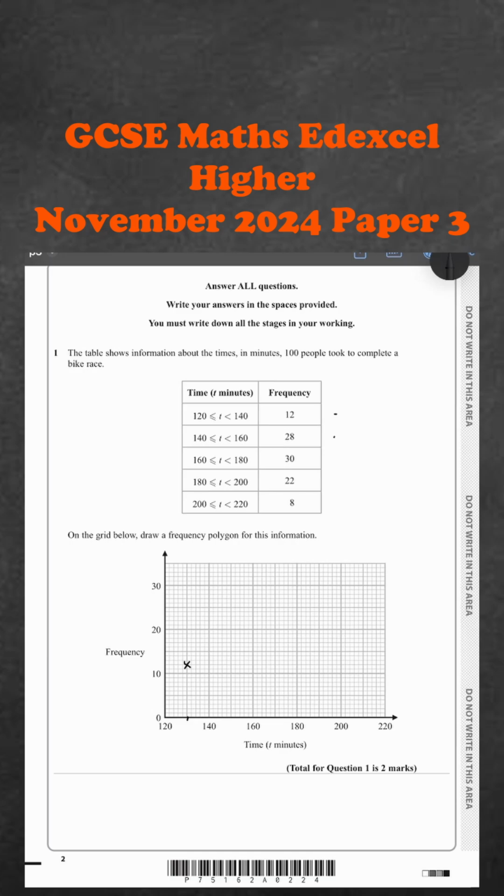Similarly, the midpoint of these two will be 150, and we want that at 28, so 150 and 28 is there. Next one is 170 midpoint, and that will be 30. 190 midpoint and 22. And lastly, 210 midpoint and 8. And we're going to start at 0. We're going to draw lines to connect these, just like this. And that's our frequency polygon.